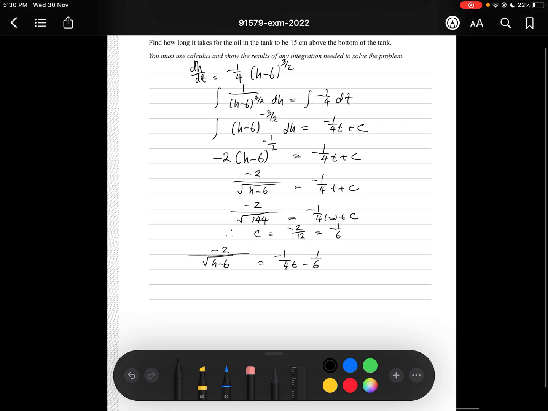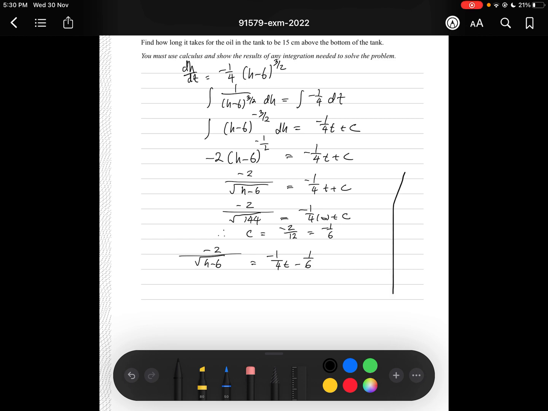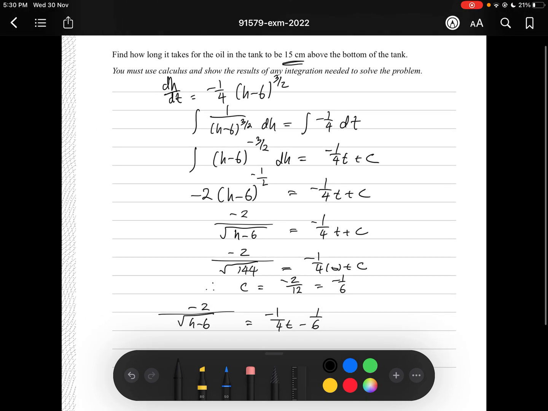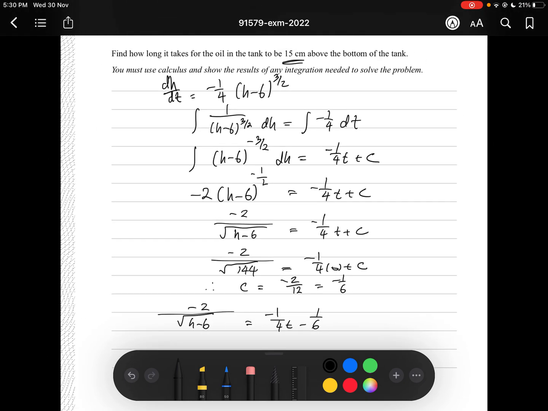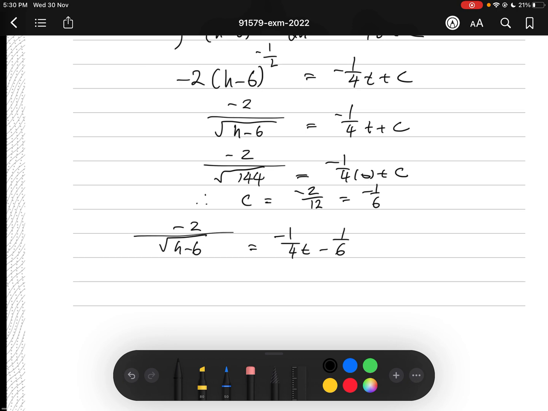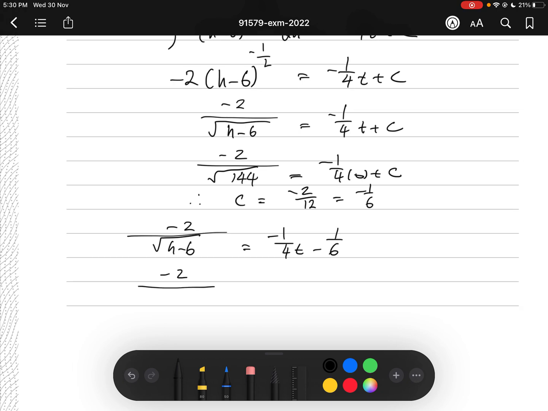Alright, so now we're going to plug in the height equals 15 centimeters and solve for time. Let me just check, 15 centimeters above the bottom of the tank. Yeah, so we're going to plug in our height as 15. So we have negative 2 over square root of 9 that equals negative 1 quarter t minus 1/6.